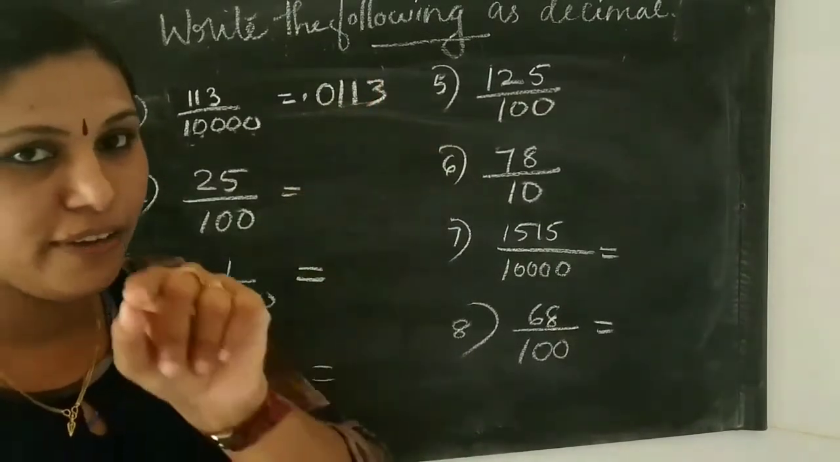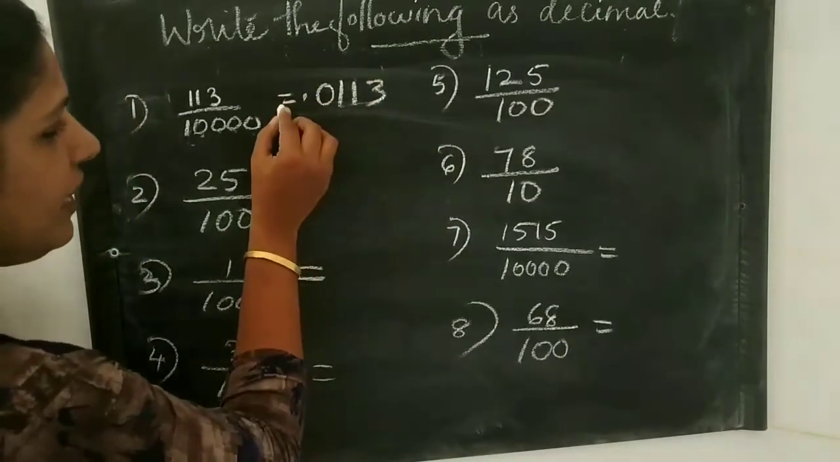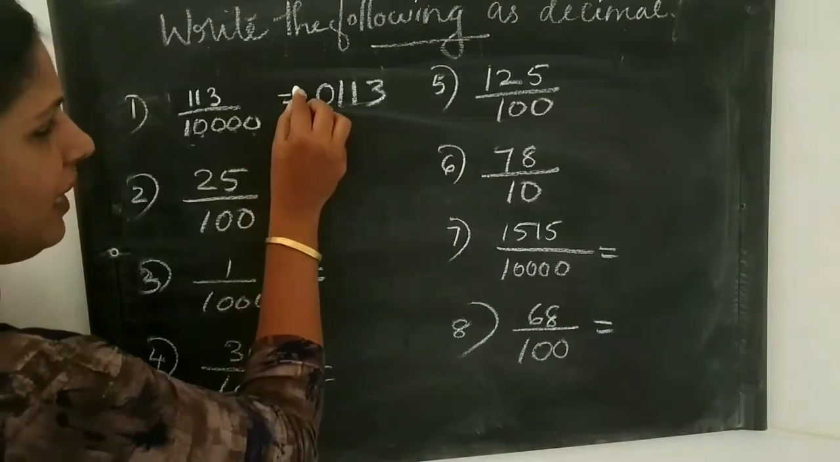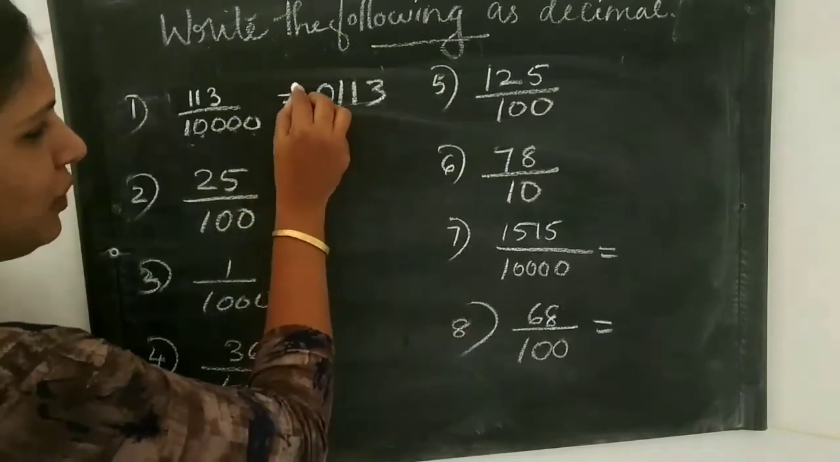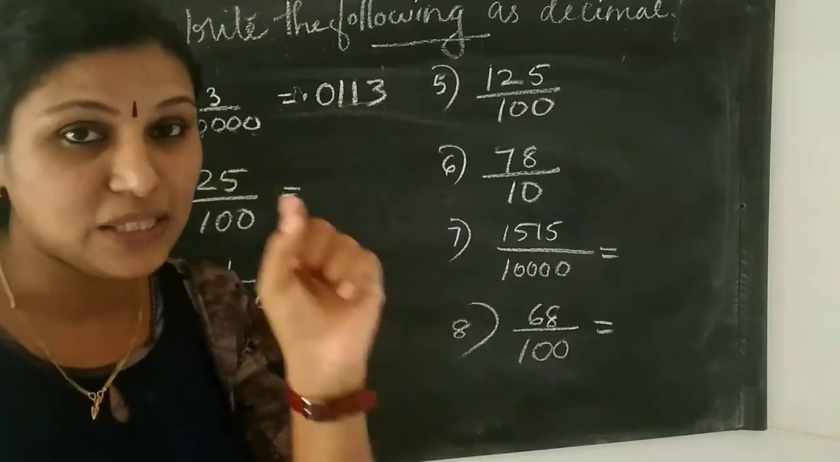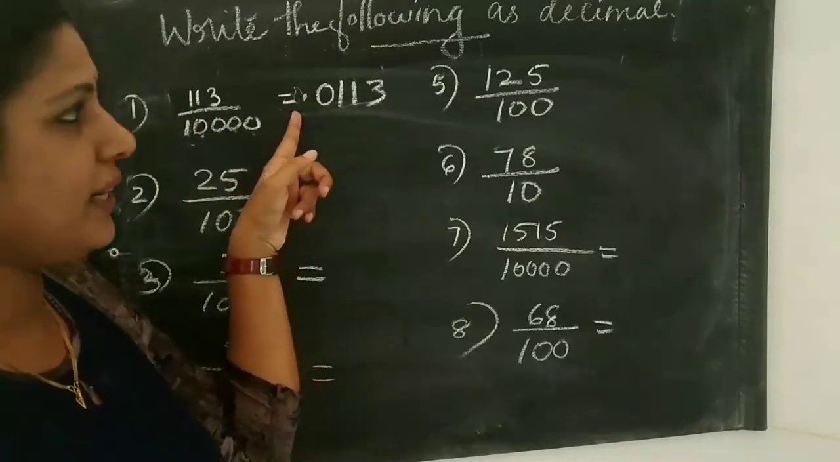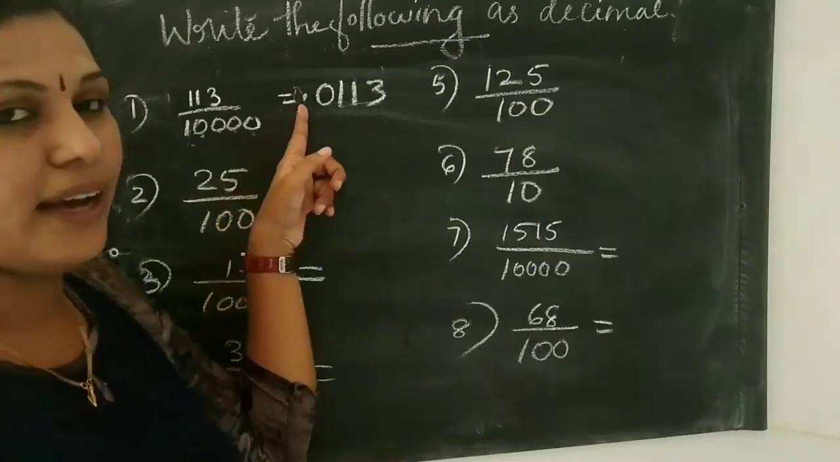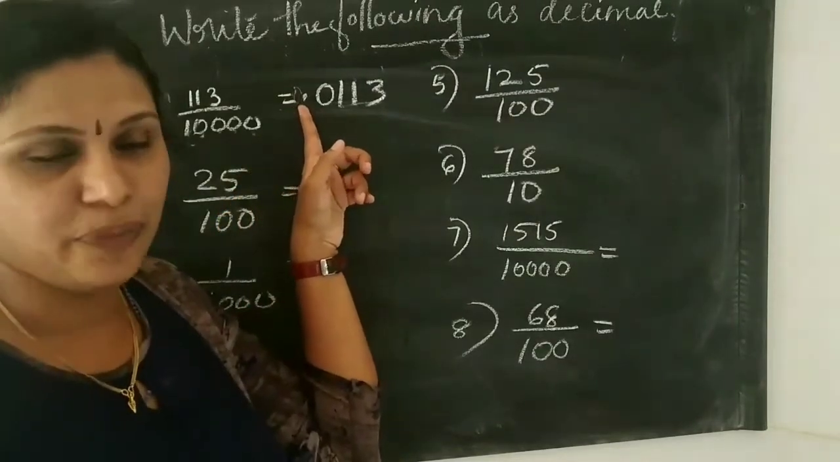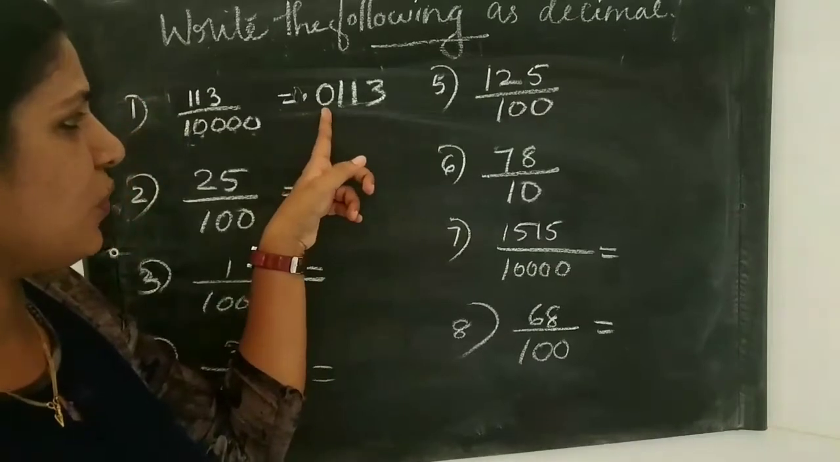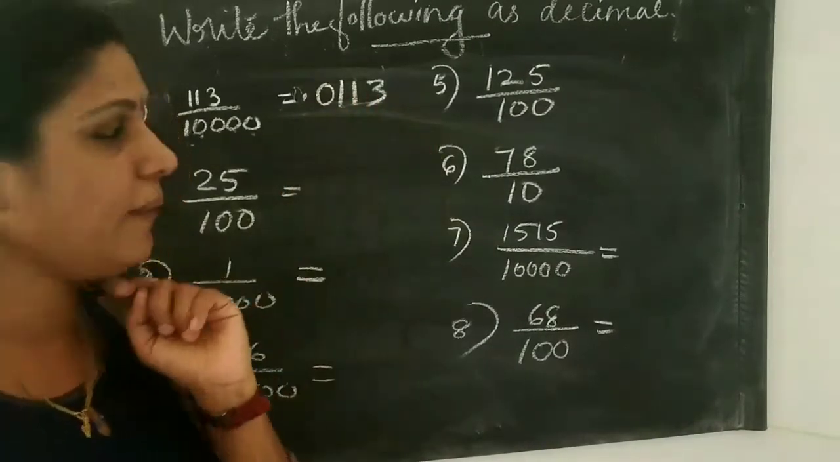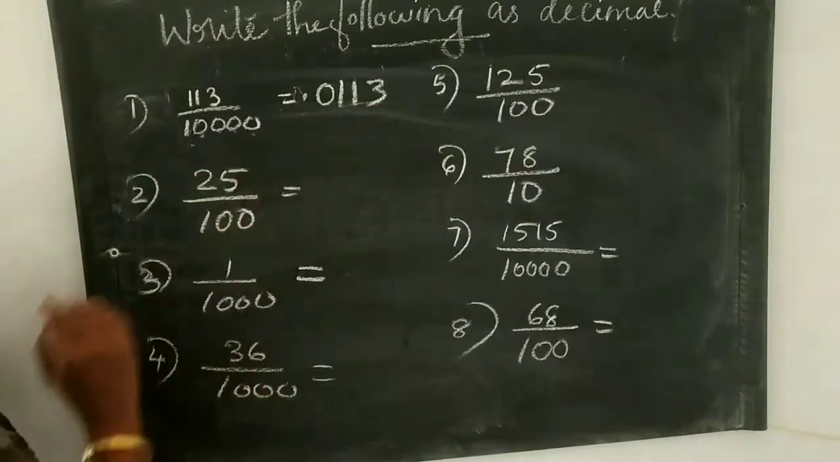0.0113. If you have space in your notebook, then you put a 0 before the point. Then only understand that here is a point. 0.0113. Okay, the next is 25 by 100.